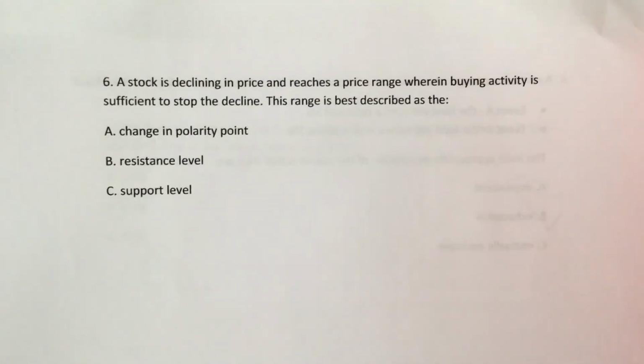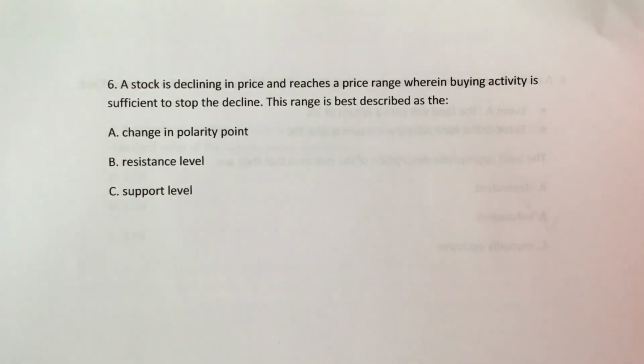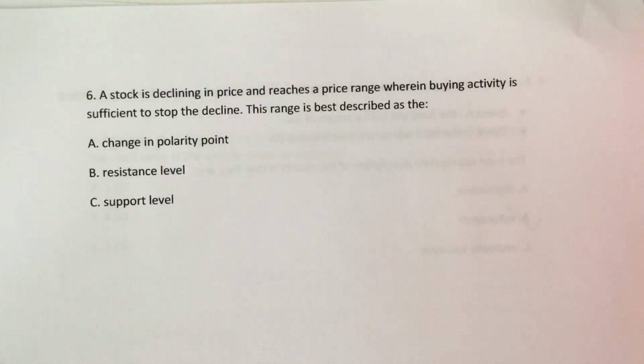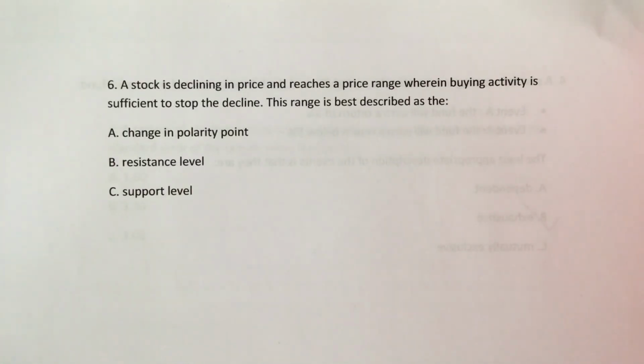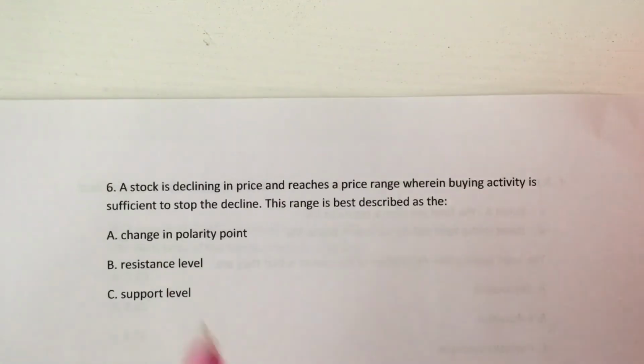Question 6. A stock is declining in price and reaches a price range wherein buying activity is sufficient to stop the decline. This range is best described as the A. change in polarity point, B. resistance level, C. support level. The support level is defined to be a low price range in which buying activity is sufficient to stop the decline in price. So, correct answer is C.